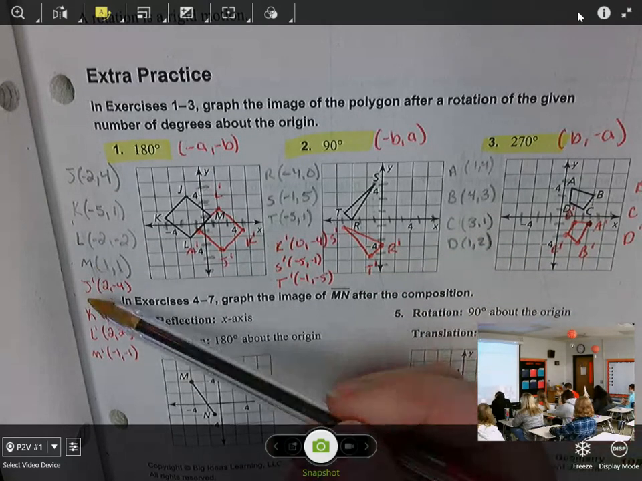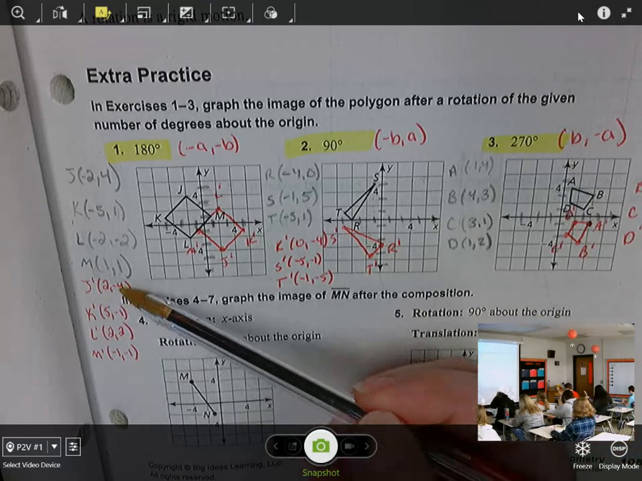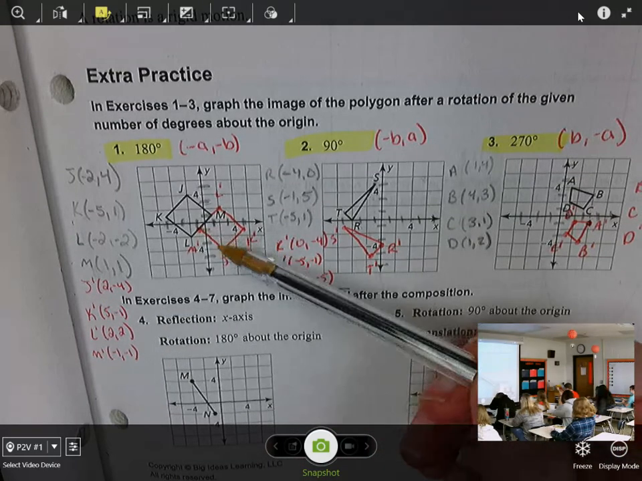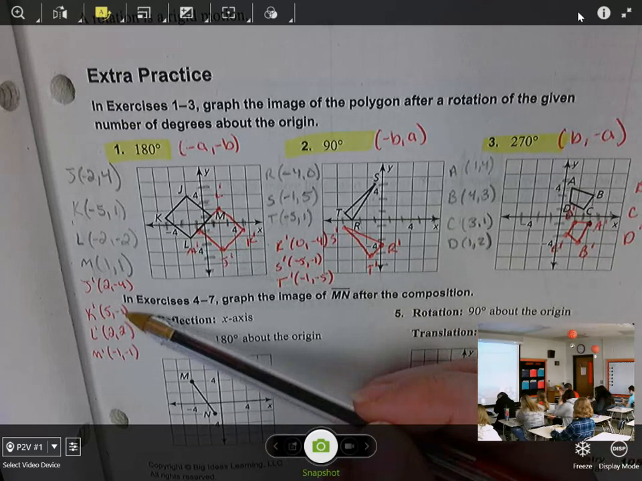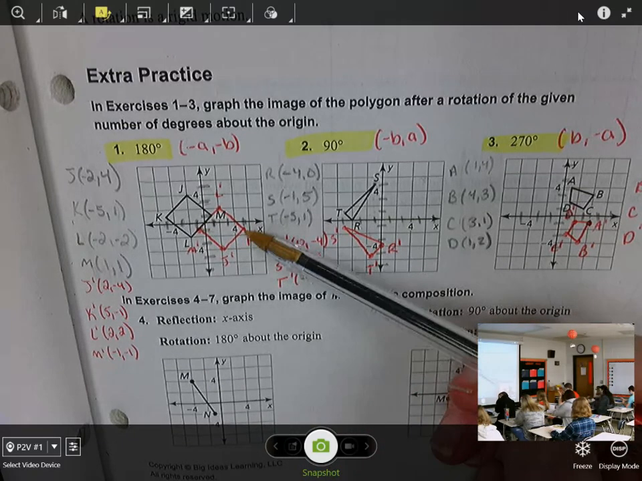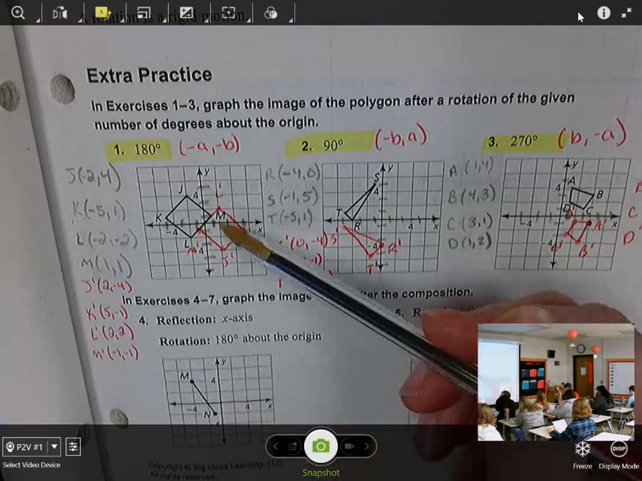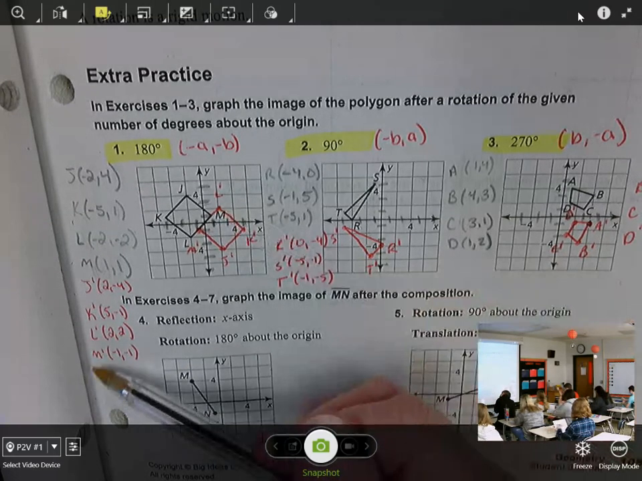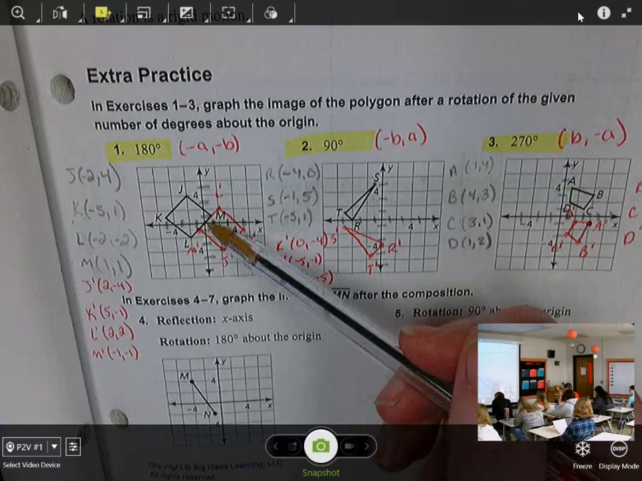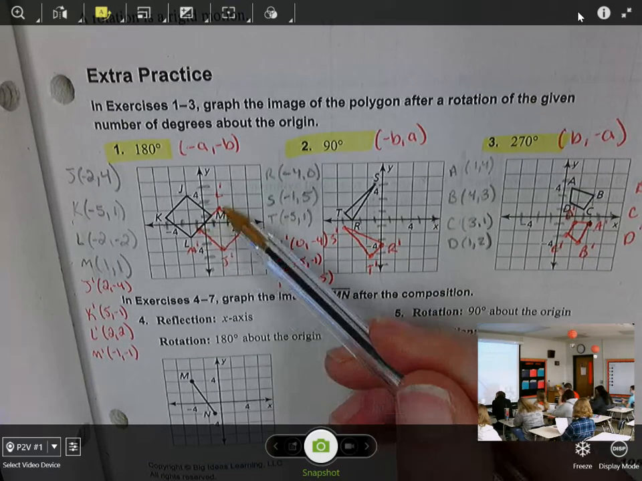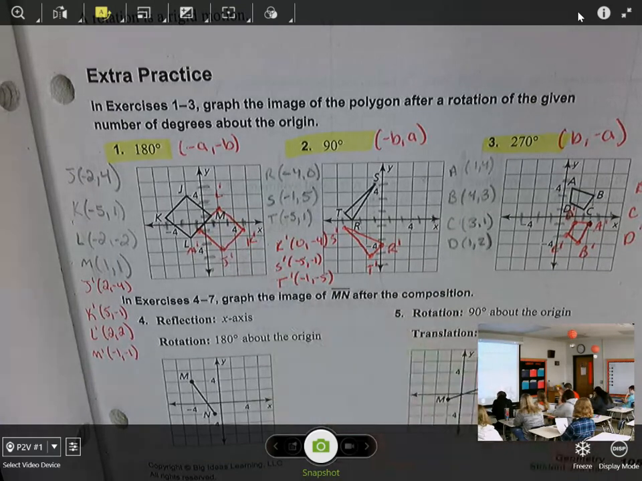Okay, so J prime would be 2, negative 4. So to the right 2, down 4. K prime is 5, negative 1. So to the right 5, down 1. L prime is 2, 2. So to the right 2, up 2. And M prime is negative 1, negative 1. So to the left 1, down 1. And then you draw your figure, draw your quadrilateral.